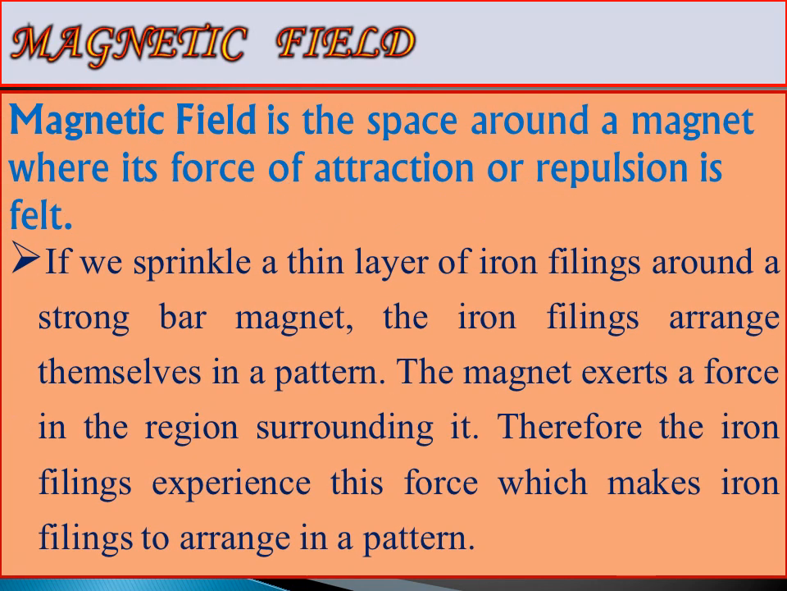If we sprinkle a thin layer of iron filings around a strong bar magnet, the iron filings arrange themselves in a pattern. The magnet exerts a force in the region surrounding it. Therefore, the iron filings experience this force, and this force makes iron filings arrange in a pattern.